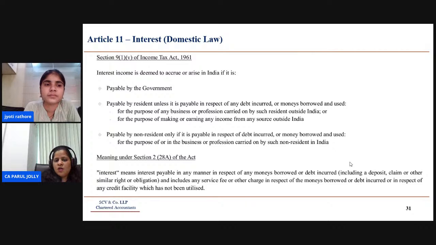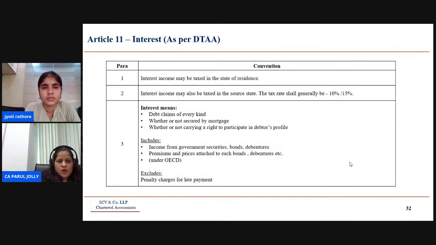So the interest income of a non-resident in such cases gets taxed in India, and the recipient of that income is also taxed in the country of residence. So there is double taxation. How is this double taxation taken care of by way of the DTAA? Article 11 of the convention says that interest income may be taxed in the state of residence. So primary right is given to the state of residence. Then it says it may also be taxed in the source state, but the tax rate is generally restricted. It's 10% in a few treaties and 15% in a few treaties. So primary right is given to the state of residence, and a restrictive right is given to the source state also.